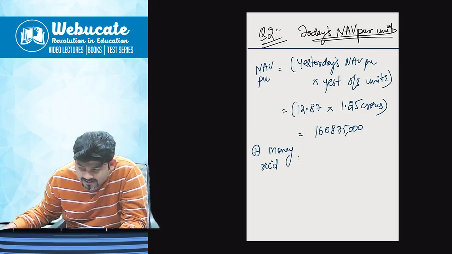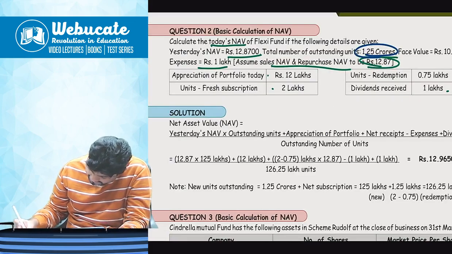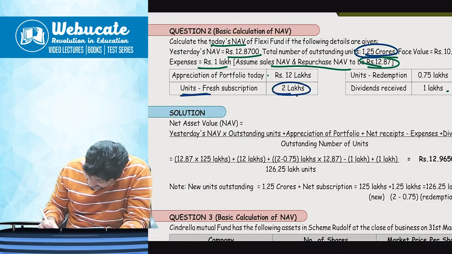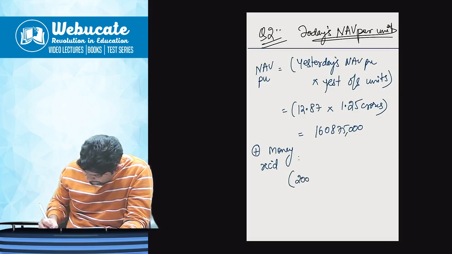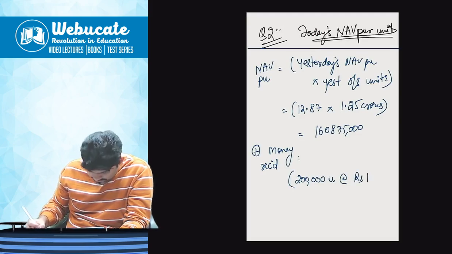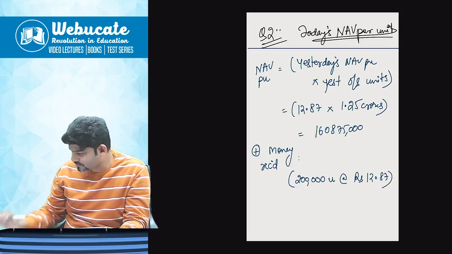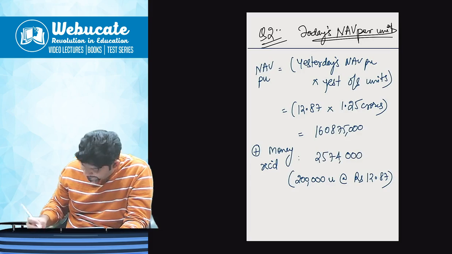How much money is being received? So see here, we will say money received is units fresh subscription, 2 lakh units at the rate of rupees 12.87, which is 25,74,000. Done.